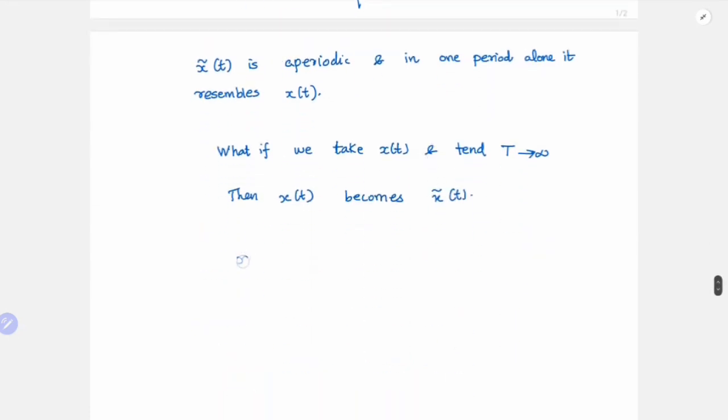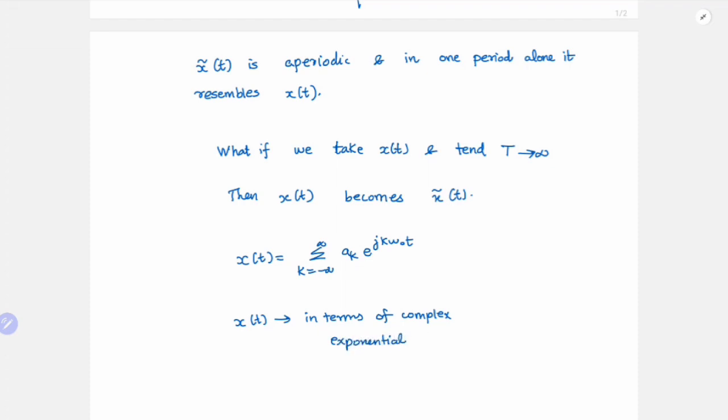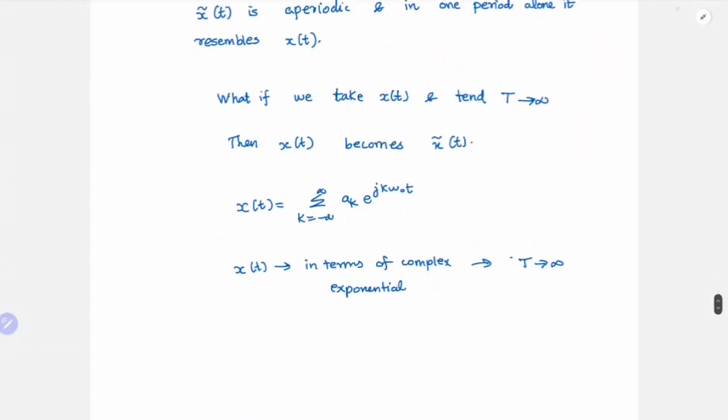So x of t we can represent in the form of Fourier series, right? We have summation k equal to minus infinity to infinity a_k e power j k omega naught t. So to find x of t in terms of complex exponentials, what we do is we tend T to infinity. So this is our basic idea. We take a periodic signal which resembles the aperiodic signal in one period, and then we tend the time period to infinity.